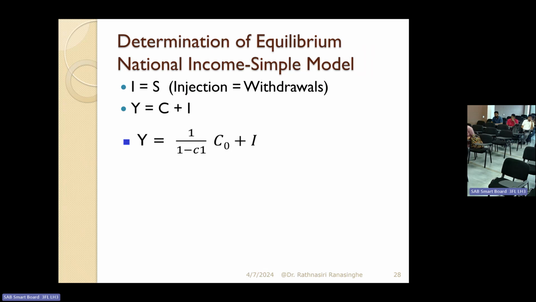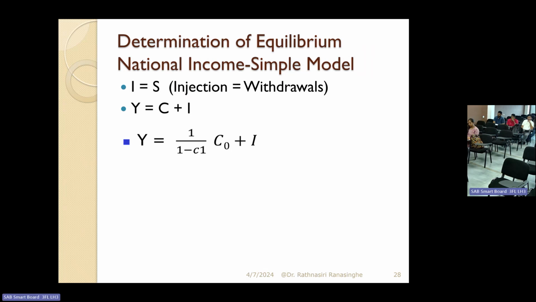So then injection equals withdrawal. In the government sector, injection will be equal to I plus G, and withdrawal equals S plus T, with the condition I plus G equals S plus T. Then Y equals C plus I plus G. Taking that into consideration, we can substitute the functions for consumption, investment and government expenditure, and derive the equilibrium equation.